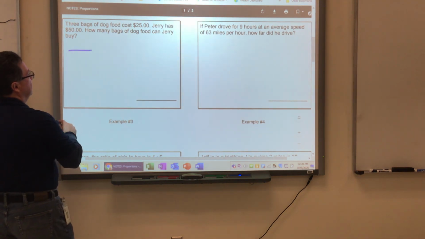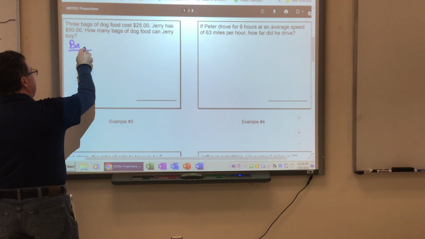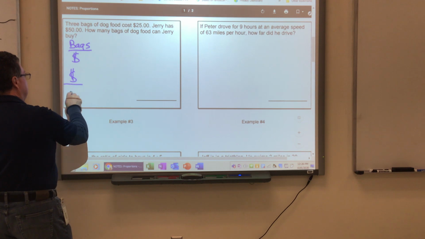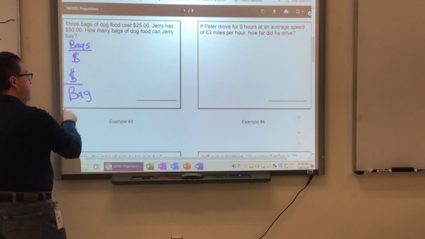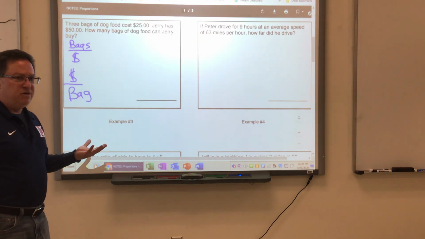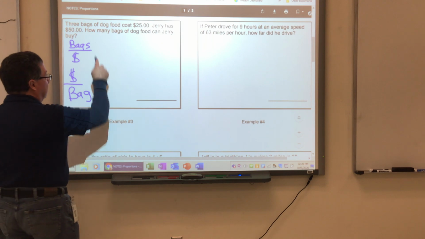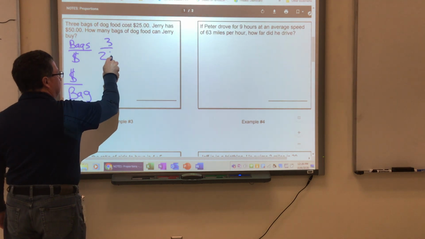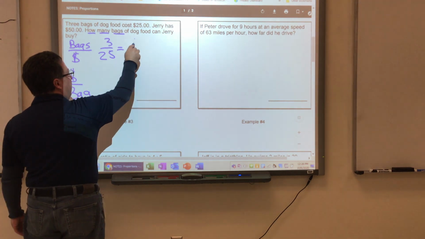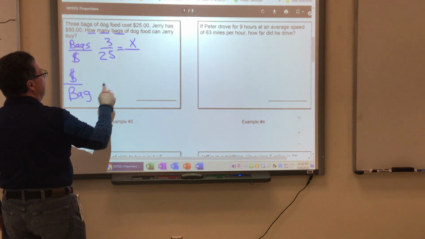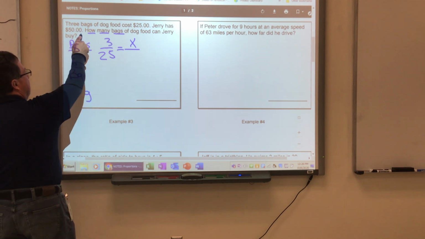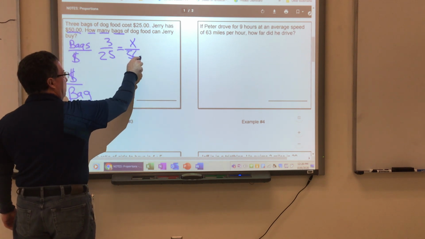First thing, word statement. Bags and dollars. Some of you might like to do dollars per bag. I'm going to do it both ways again to show you that as long as you follow the procedures, it doesn't matter which way you do it. If I do bags for dollars, I know he bought 3 bags for $25, and I also know that we want to know how many bags he can buy, okay? So I want to know how many bags he can buy, and he has $50.